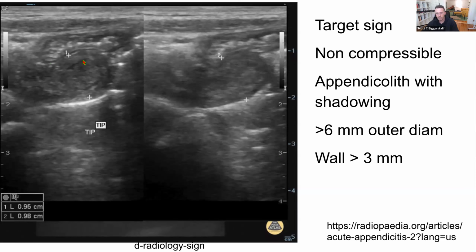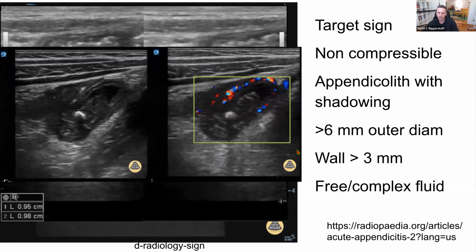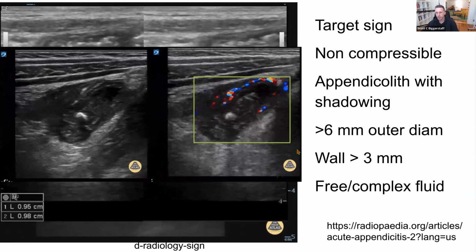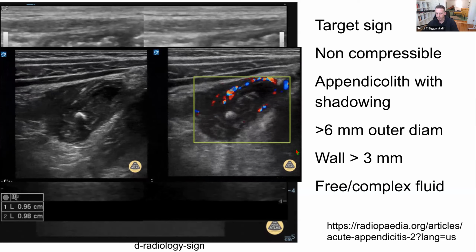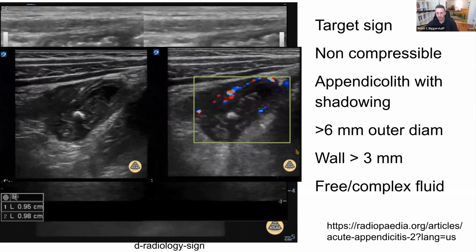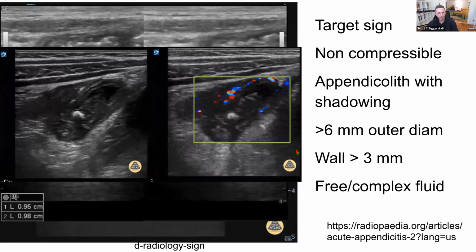This is a transverse view. You can see that target sign, and then this is a longitudinal view. This is a little obscured, the proximal part of the appendix, by a little bit of gas there, but you can see the outline of that finger-like projection. And then sometimes you'll also see in a perforated appendix this free complex fluid collection. And if you put color Doppler on, you might see some increased blood flow around that area of inflammation.